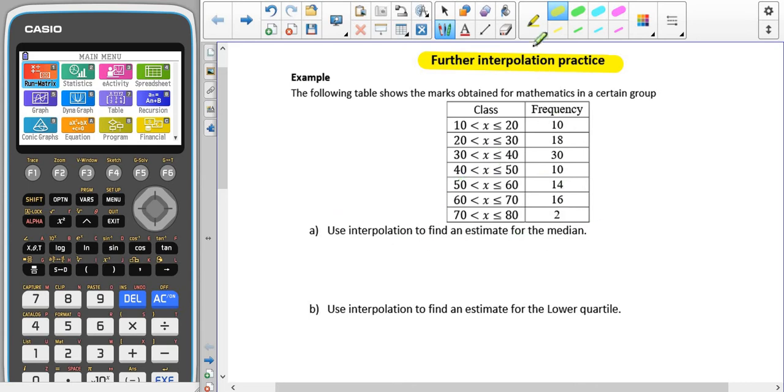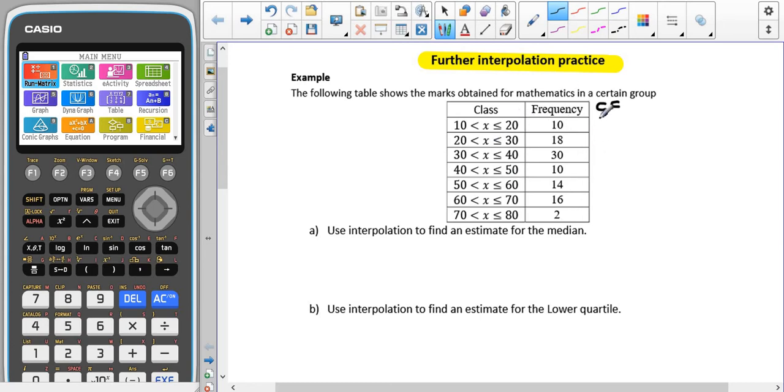So we're going to start off by having a look at the median like we did last time. It won't always be the median that you're asked to start off with, so please make sure that you do check that. Remember that we start off by adding a cumulative frequency column to our table.